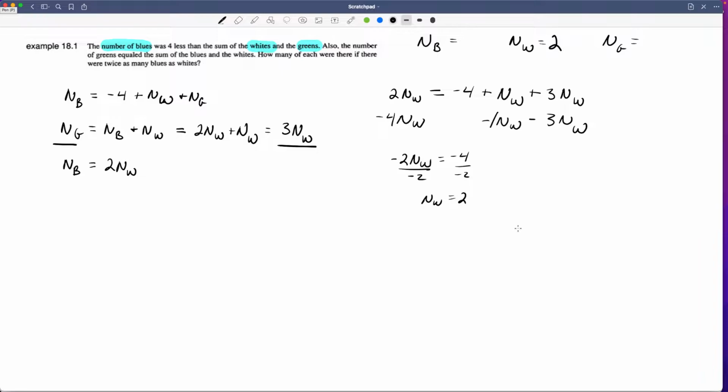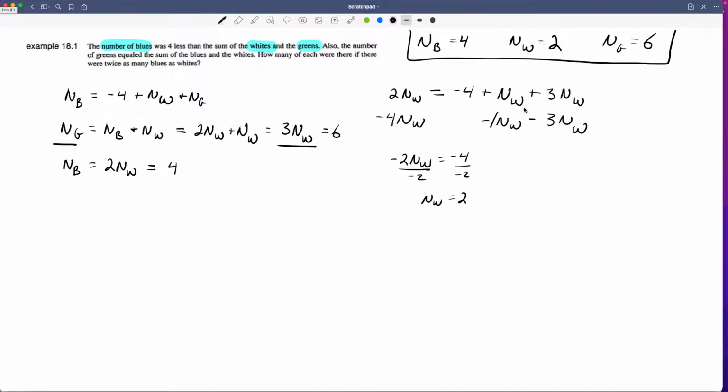Not so difficult. So now that I have the number of whites, I can figure out the number of blues. So that's going to equal 2 times 2, so that's 4. So the number of blues is 4. And now I could find the number of greens because 3 times the number of whites is the number of greens, and there's 2 whites, so 3 times 2, that's 6. That equals 6. So that wasn't really super difficult. We were able to substitute all the variables to the same variable and then solve once we figured out a value. So the number of blues is 4, the number of whites is 2, and the number of greens is 6.